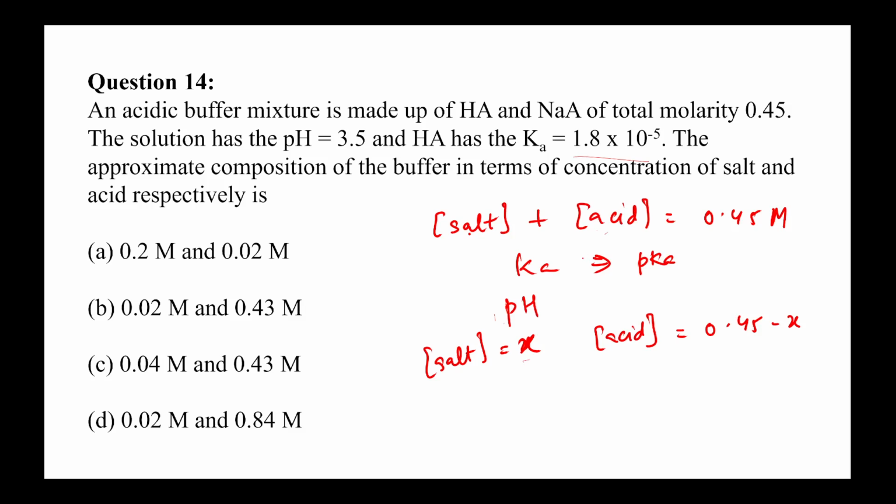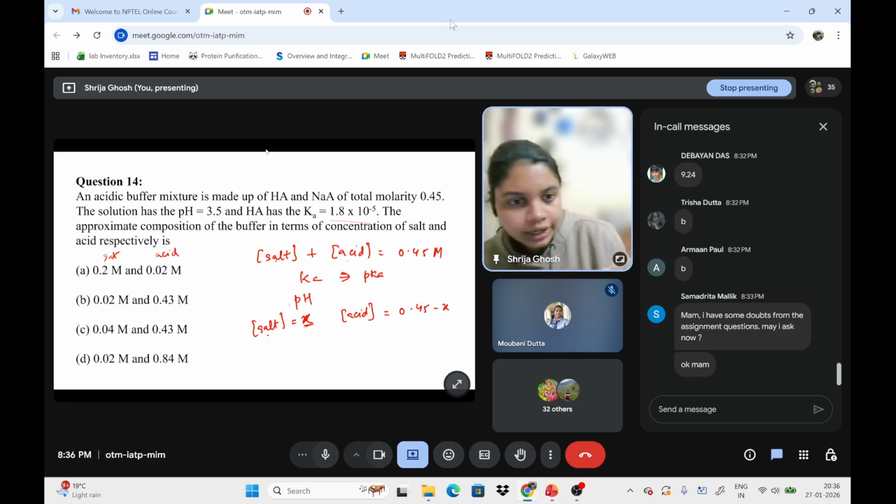If you are taking acid concentration as X, then salt concentration would be 0.45 minus X. In both cases, you will get the answer. And once you get the value of X, calculate the value of 0.45 minus X also. So you will get whatever you have assumed. If you have assumed salt concentration to be X, then the first value is salt concentration and the second value is acid concentration. So check your answers in the options and write it in the chat box.